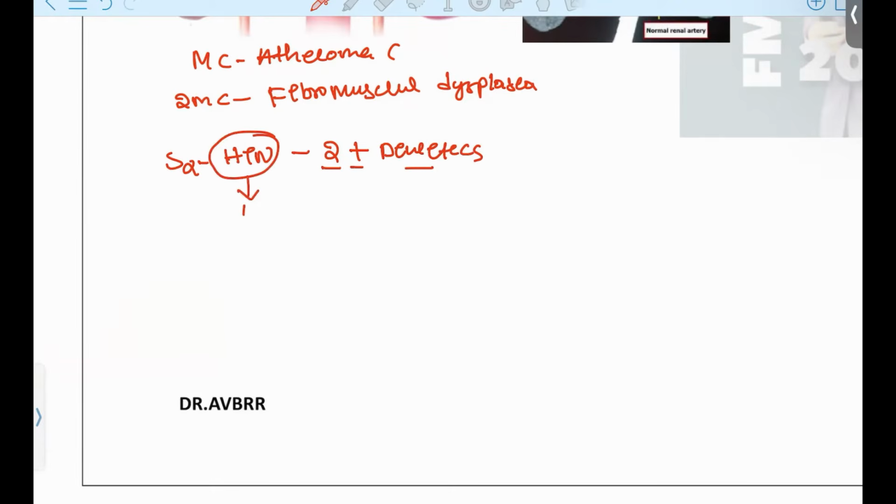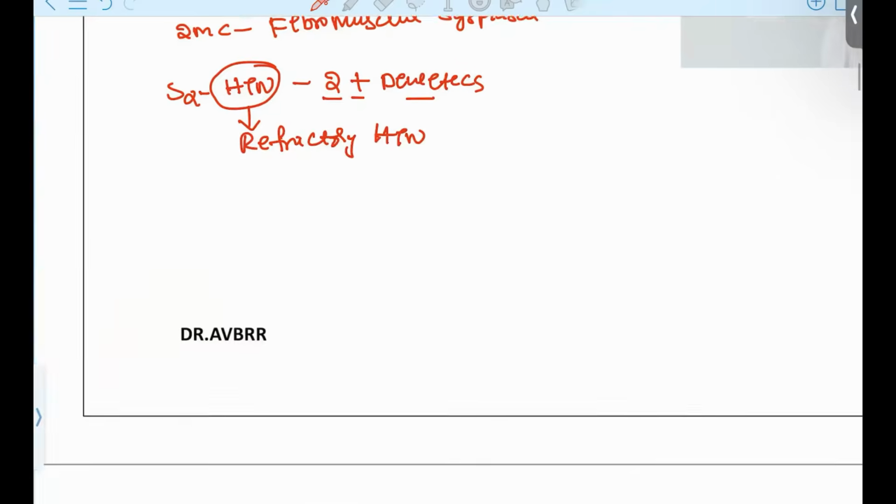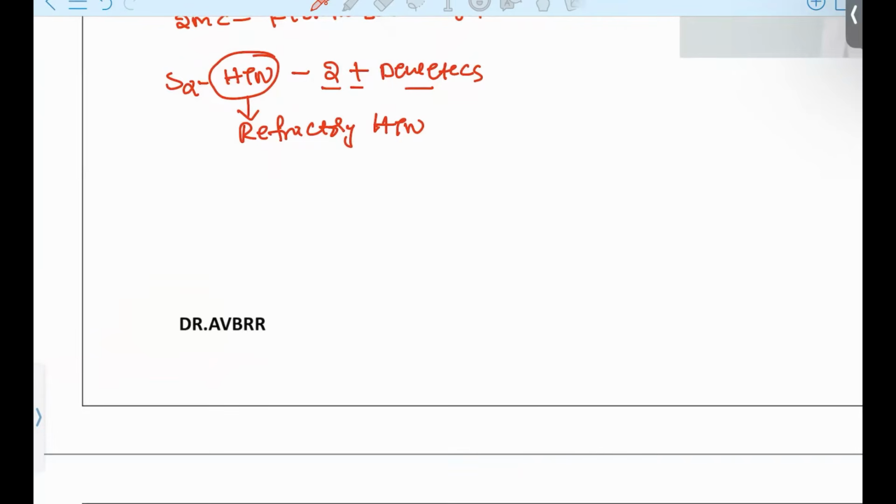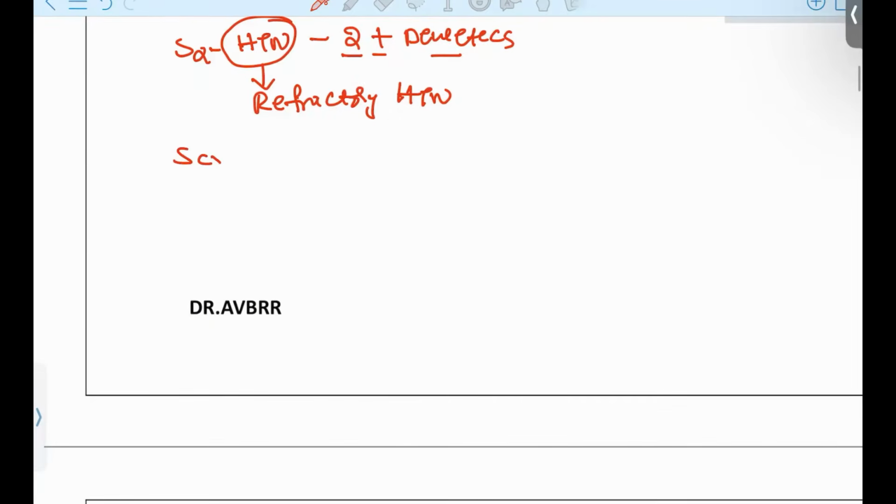This is known as refractory hypertension. Then you have to investigate what is the cause of this condition. For that, first the screening will be done. In this screening, you will be doing the ultrasound only.